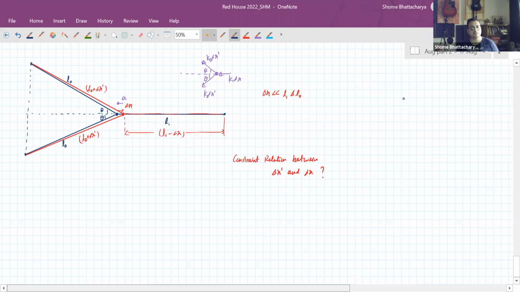I'll just give you the answer in this form. Your omega square will become (K1 plus 2 K0 cos square theta) divided by M. So Kevin, you can just verify if this is the thing you got. I'll check your answer numerically also.